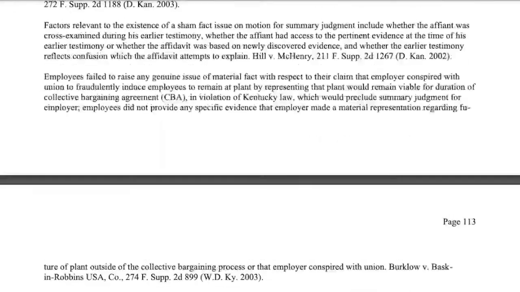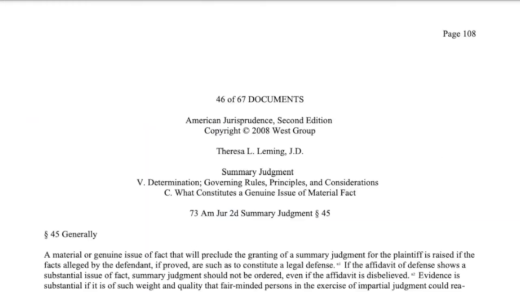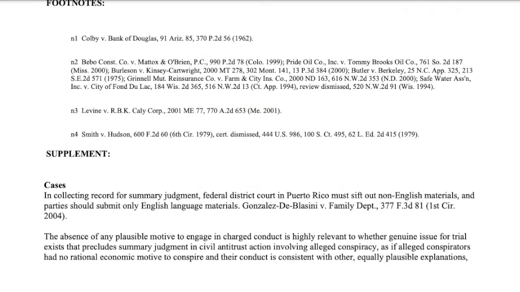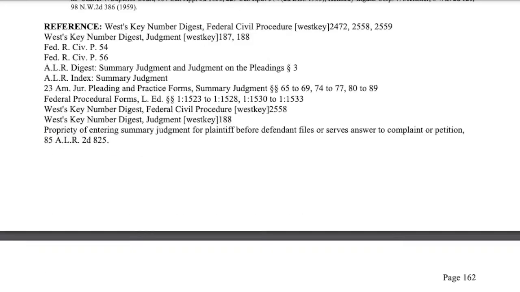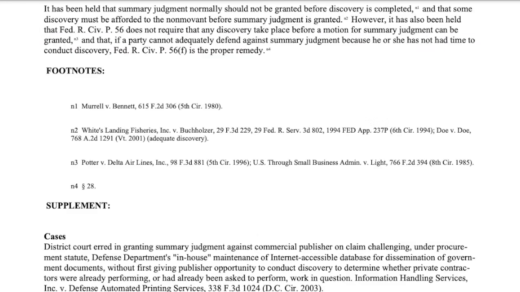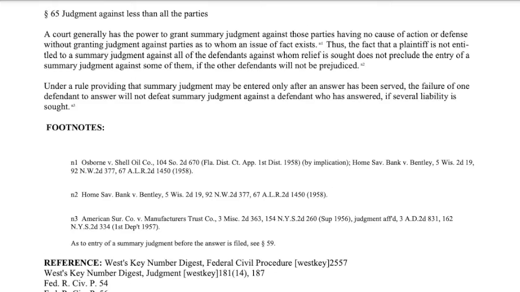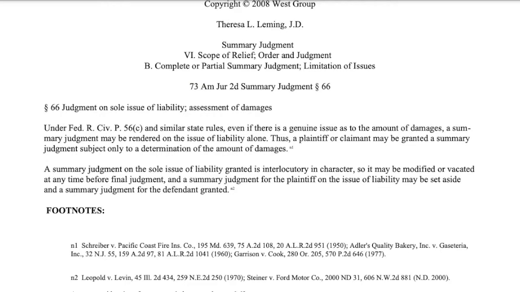Oh, I think I went too far. Nope, didn't go far enough. $66, it said, right? It's right down at the end here. Wow. All right, almost there. Here we go. 66, judgment on sole issue of liability, assessment of damages.